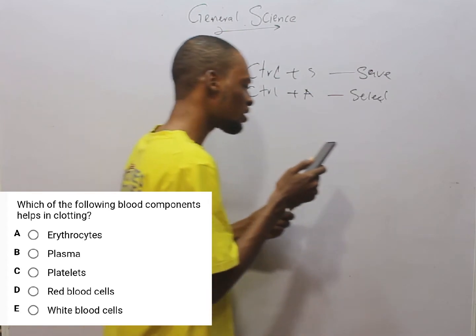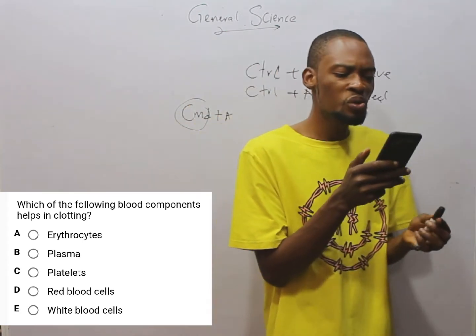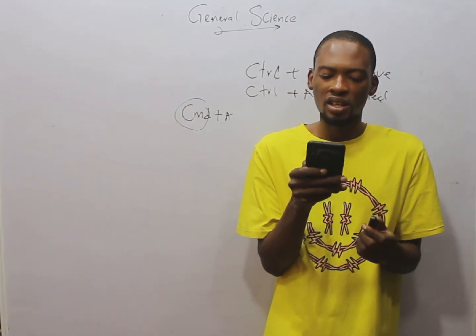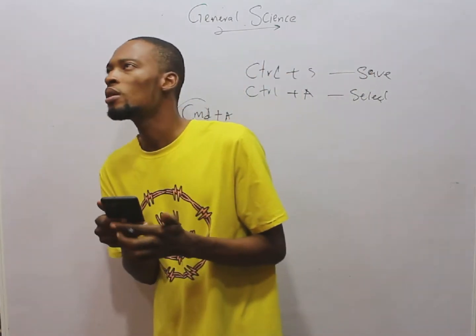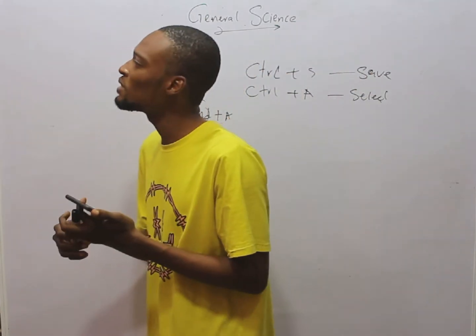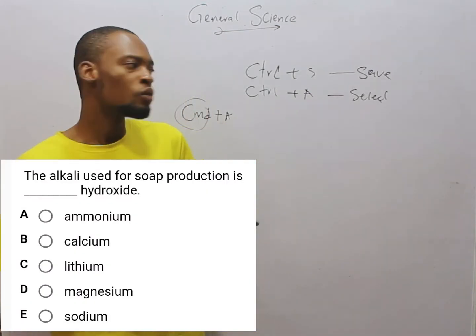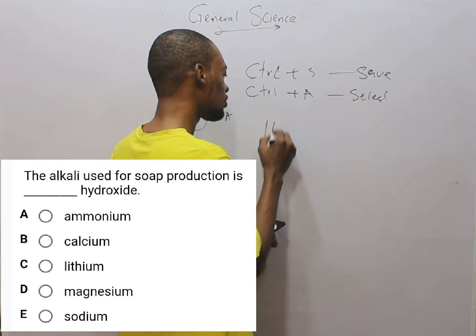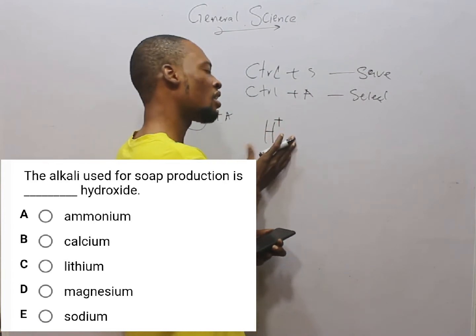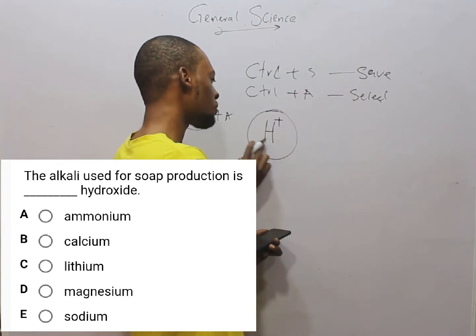The next question says, an alkali used for soap making is that. Alkali are simply soluble bases. We have acid, base, and salt. And acid is a substance which, when dissolved in water, will produce hydrogen ion as the only positive ion. Hydrogen ion is referred to as proton.